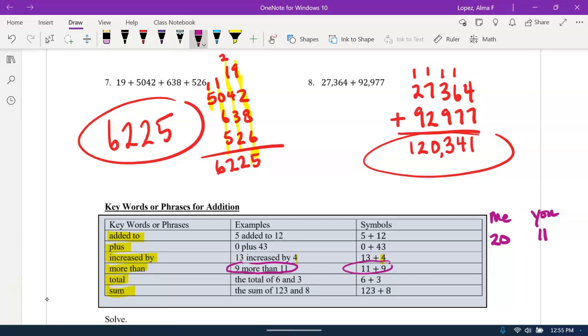Anyway, take a special peek at that one. The total of 6 and 3, the sum of 123 and 8. Kind of go over those before you look at the next video. I'll see you there.